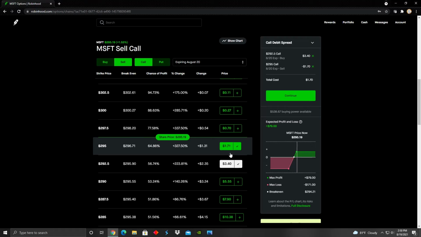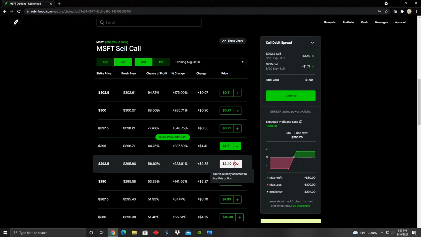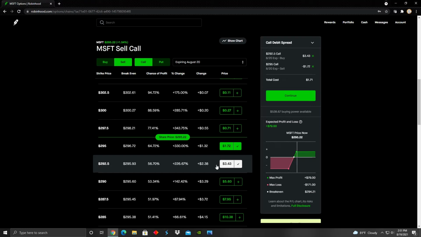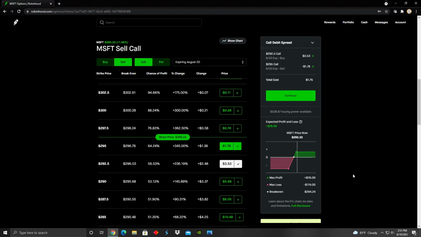$174. And how this works is you're basically paying a debit, right? Your total cost is the difference between the two strike prices. So you're paying this premium while receiving this premium. And so the difference is this premium, which is how much you're actually paying. This is your total cost. And you can see right down here, it tells you what the max profit is and what the max loss is. So if I were to buy this call debit spread right here, I would be spending $170 just about, and my max profit would be $75. So that's almost like a 50% return.